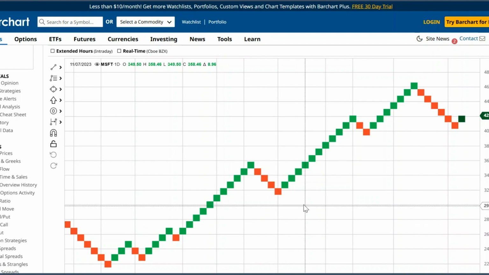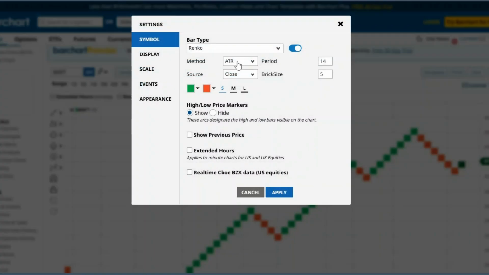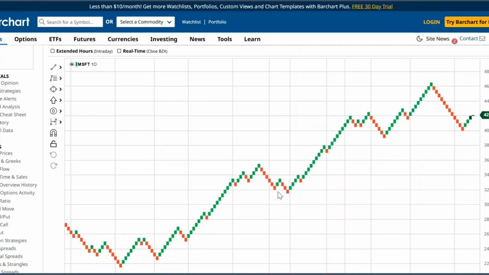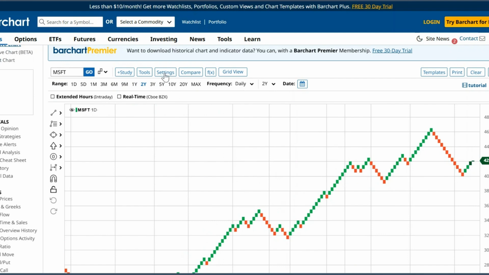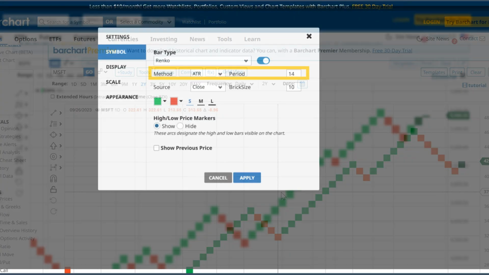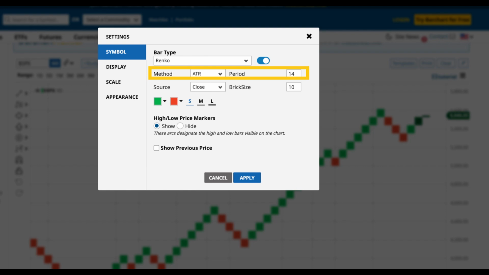Advantages: adaptability, it adjusts to market conditions, making it more responsive to changes in volatility. Trend following, dynamic brick sizes can help you capture larger trends without getting caught in minor price fluctuations. Disadvantages: complexity, setting up and understanding dynamic brick sizes can be more complicated. Less predictable, because the size changes, it can be harder to predict when a new brick will form.